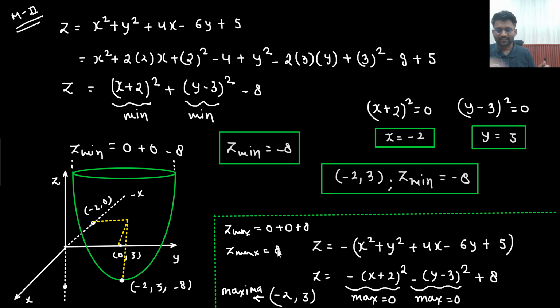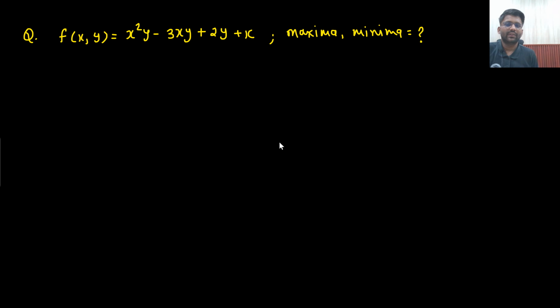Okay, let's proceed with the next question. A function is given, and we need to find out the maxima and minima. Here making the graph will be difficult, right? I guess it is a hyperbola as far as I think. With x square y, making the graph here will be difficult. Here we need to follow the process. So let's follow the process, and most probably we will be getting the saddle point, because I feel it is a hyperbola. In a hyperbola we get the saddle point only. Yeah, let's find out.